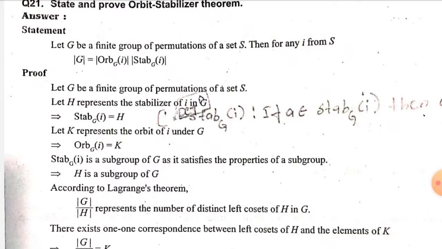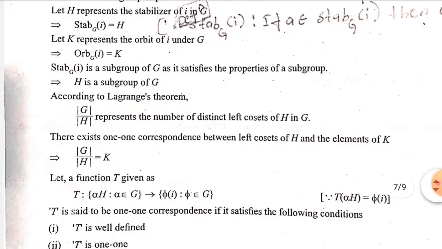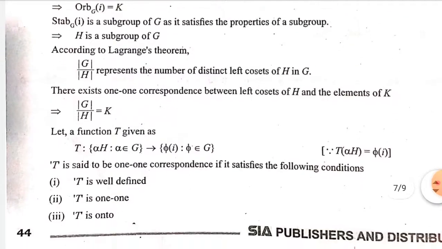Now using Lagrange's theorem, order of G by order of H represents the number of distinct left cosets of H in G. If there exists a 1-1 correspondence between the left cosets of H in G and K, then from Lagrange's theorem order of G by order of H equals order of K. For that we take this mapping T from alpha H to alpha of i, that is, T of alpha H equals alpha of i.